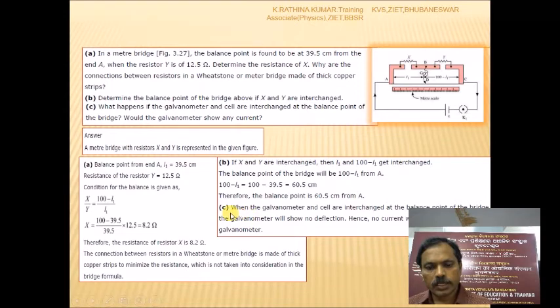For the third question, when the galvanometer and the cell are interchanged at the balance point of the bridge, the galvanometer will show no deflection, hence no current will flow through the galvanometer, as per the condition of the Wheatstone bridge.